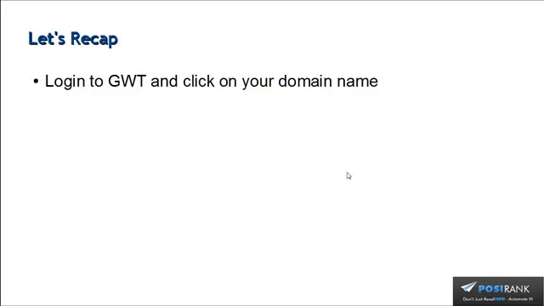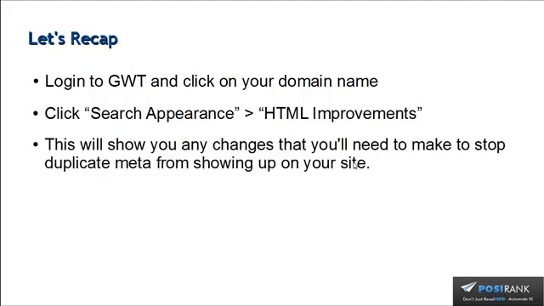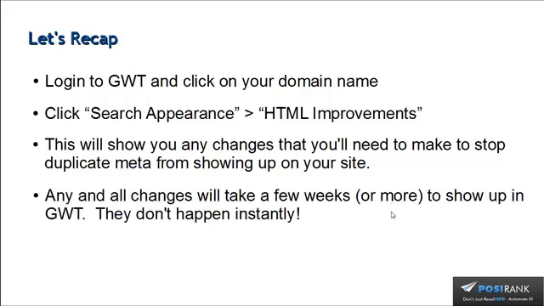Okay, let's recap this thing here. First thing we need to do is log into Google Webmaster Tools, click on your domain name. From here, we're going to click Search Appearance, then HTML Improvements. The HTML improvements page is going to show you any and all changes that you need to make to stop duplicate meta from showing up on your site. Any of these changes that you make will take a few weeks or more to show up in Google Webmaster Tools. They don't happen instantly.